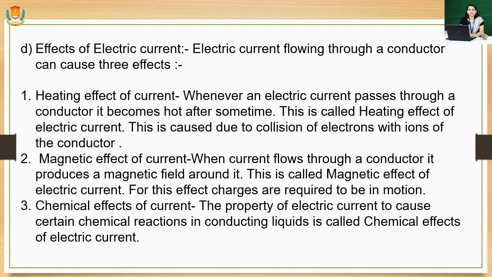Now, the magnetic effect of current. As we all know, when a current is passed through a conductor, for example a wire, a magnetic field is produced along the line of its propagation. Along the line of propagation of current, a magnetic field is produced surrounding it. So this is called the magnetic effect of electric current. For this magnetic effect to be produced, the charges are required to be in motion.